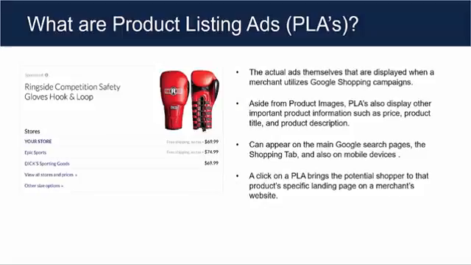And PLAs themselves display not only the product image, but product titles, pricing, promotions. You can even display product reviews in PLAs. And on the shopping tab, you get a little bit more information as well as some more price comparison to your store and versus other stores, anybody else that might be selling similar products.